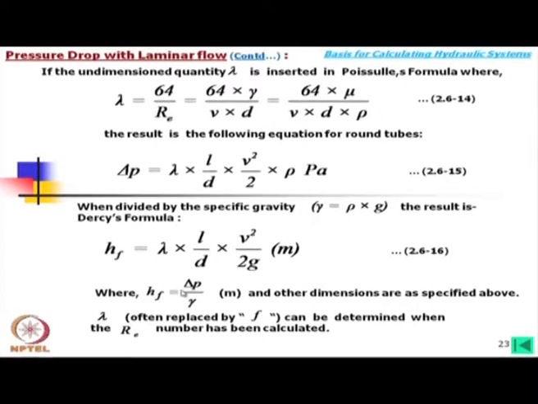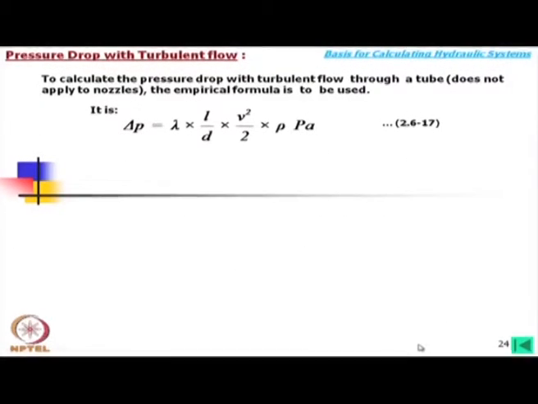Now, this lambda also very often is replaced by f. It can be determined when the Reynolds number has been calculated, because we can use this formula. And then to calculate the pressure drop with turbulent flow through a tube, which of course we should not apply for the nozzle, the empirical formula is to be used.